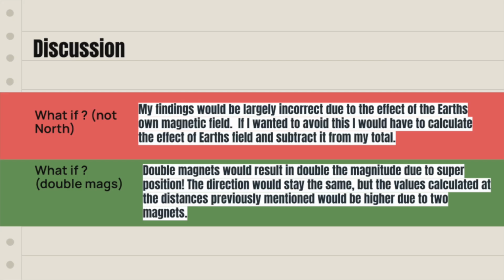Now let's discuss some what-if questions. In the experiment, you oriented your setup so as to compensate for magnetic north. What if you hadn't done that, and had instead laid your meter stick at some intermediate angle with respect to Earth's magnetic field? How would your results have changed? Well, my findings would have largely been incorrect, due to the effect of Earth's own magnetic field.